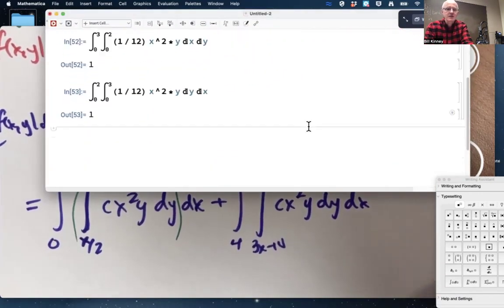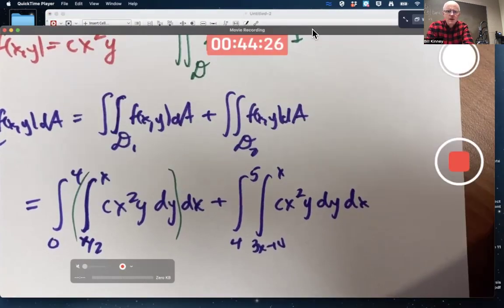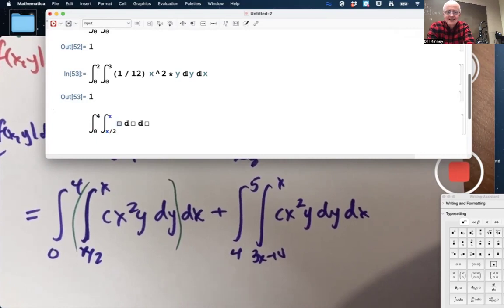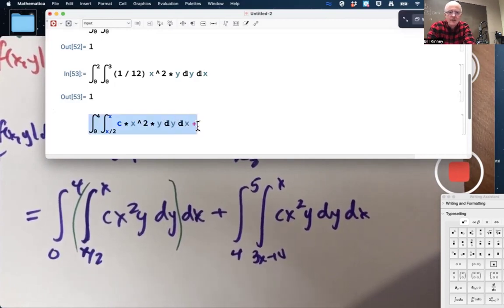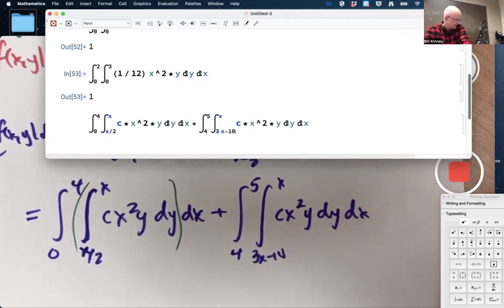Let's have Mathematica do this to finish. So I'm just going to type in what you see there by hand. 0 to 4, tab over here, hit the integral button again. x over 2 to x. Yes, that is okay. C times x squared times y, dy dx. Then add a similar integral. I'll copy and paste. x goes from 4 to 5 now. y goes from 3x minus 10. Correct, right? 3x minus 10 to x.